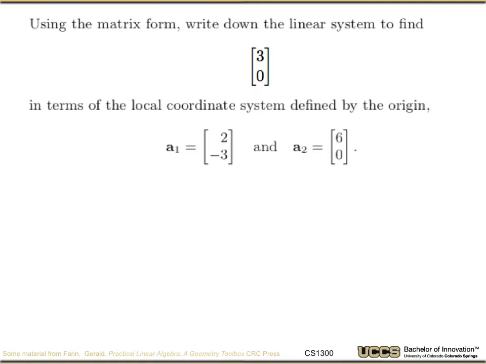Have you got it? If not, pause until you do, but this should be pretty simple. We want to build our matrix form. We end up with a matrix 2, 6, minus 3, 0, right? We're going to take this basis vector as a column, this basis vector as a column, times x1, x2 equals our right-hand side. So this is the standard matrix equation for this verbal formulation. Now let's go ahead and solve that with Cramer's Rule. So solve it with Cramer's Rule and come back when you're ready.